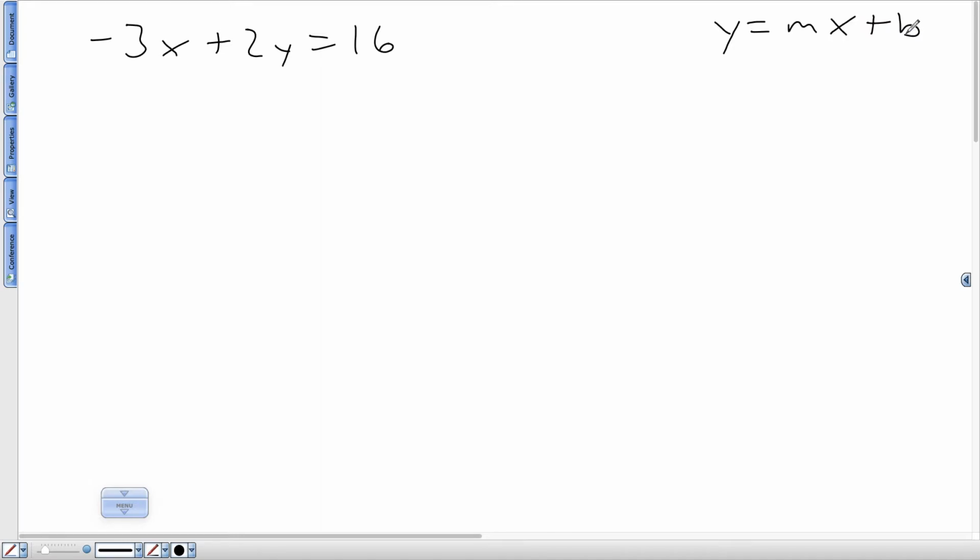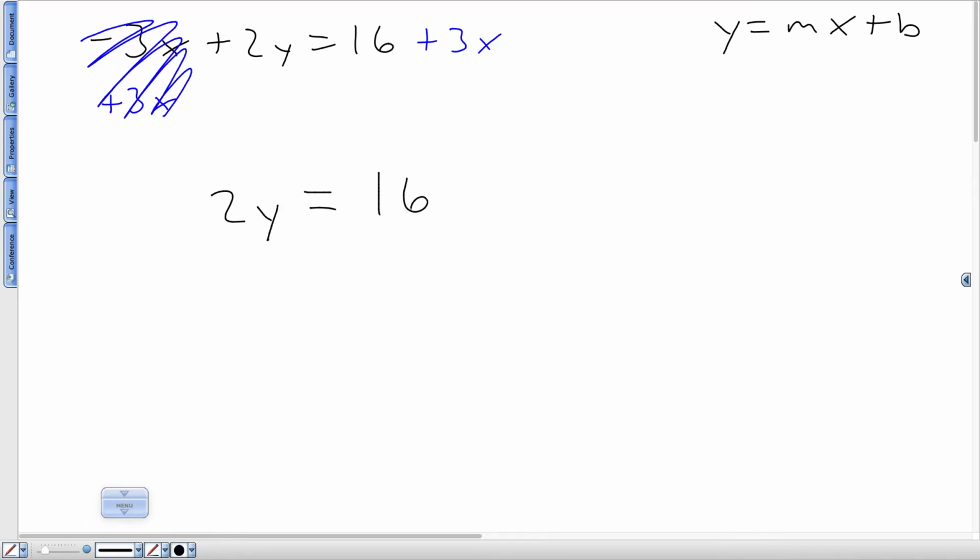And my screen is lagging. Okay. Anyway, so what do we need to do? We need to get rid of the x's and put it on the other side. So I am going to get rid of a minus 3x by adding 3x to both sides of my equation. When we do, that cancels out, and that leaves me with 2y is equal to 16 plus 3x.